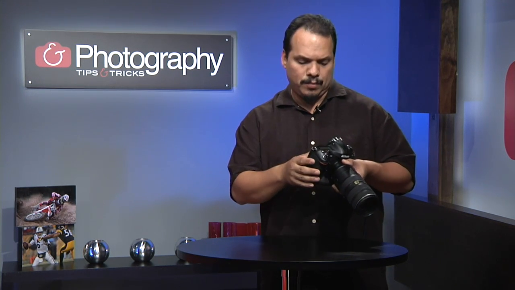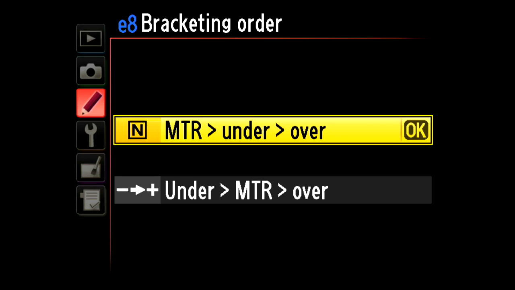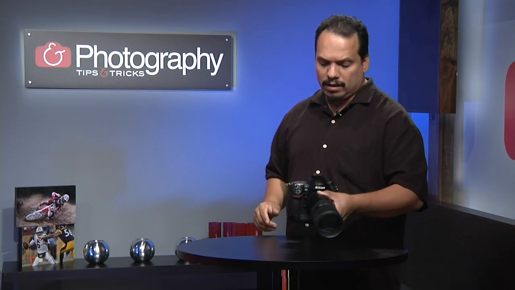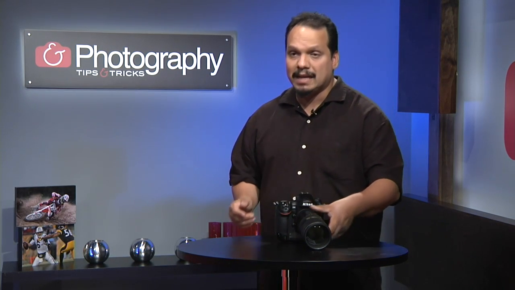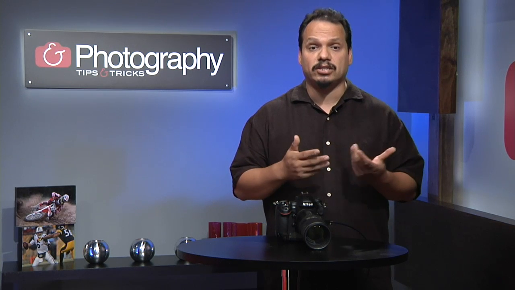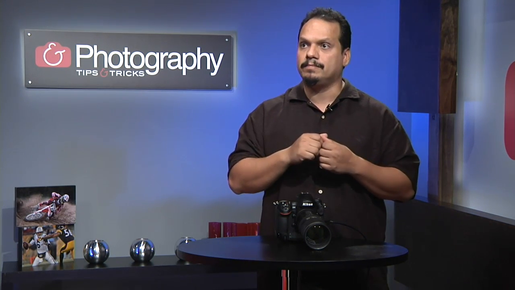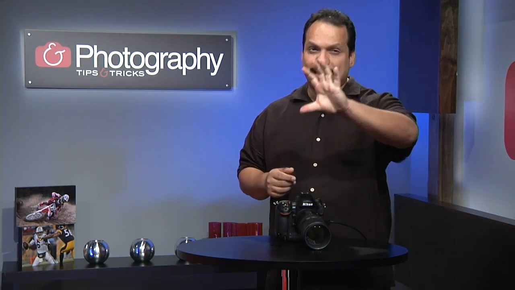That's all well and good. You would think that that would be the default, right? But why would you have it defaulted to meter, under, over? Well, not all the time are you out there shooting HDR. So imagine if all of a sudden you have a person jumping over a puddle, and the exact moment that person jumps is the moment that you want to fire.